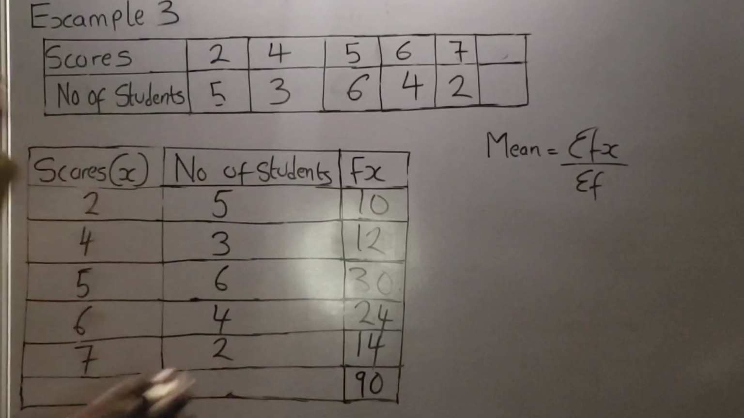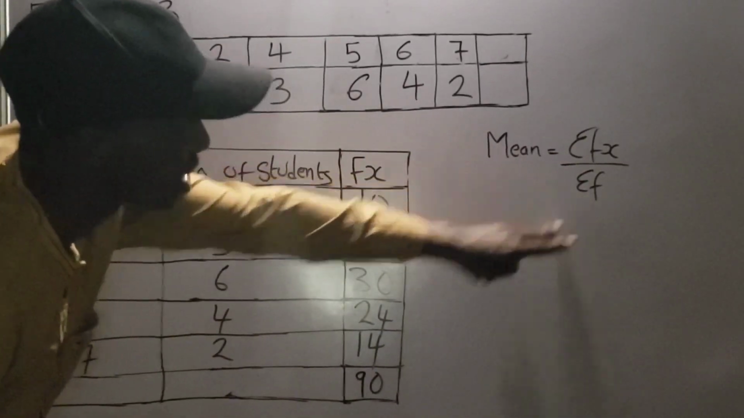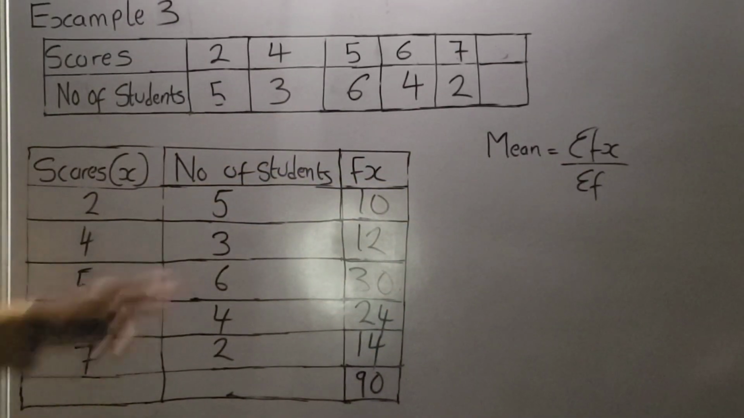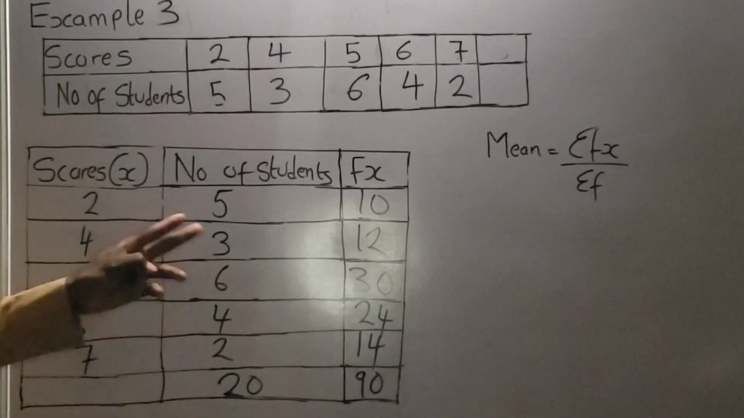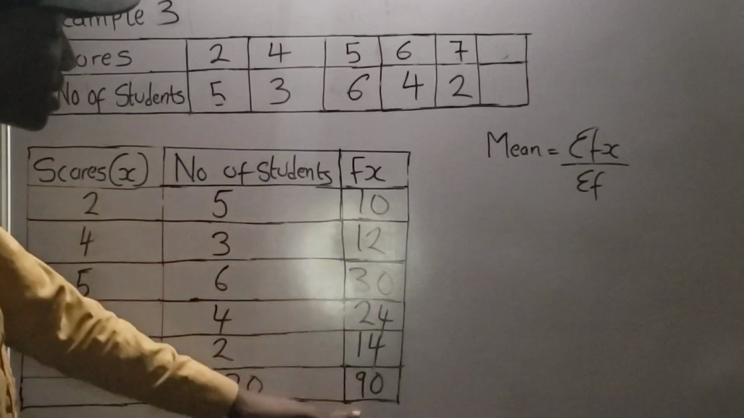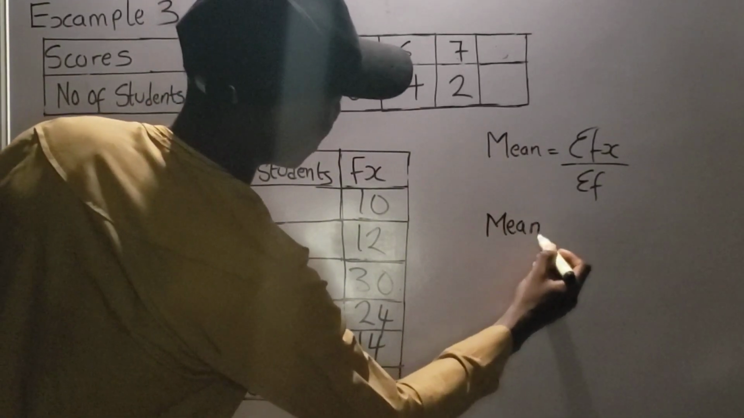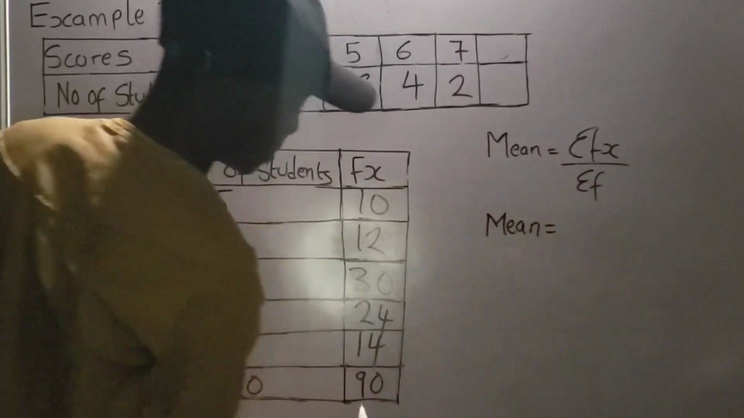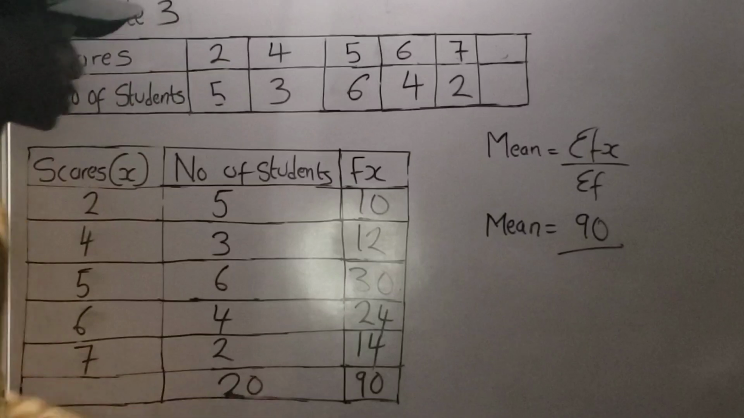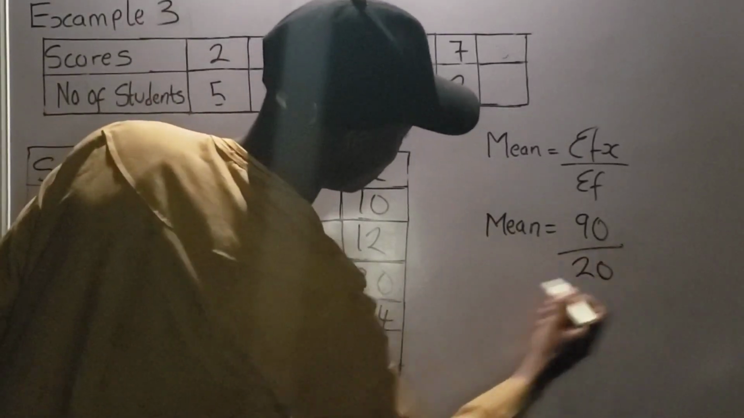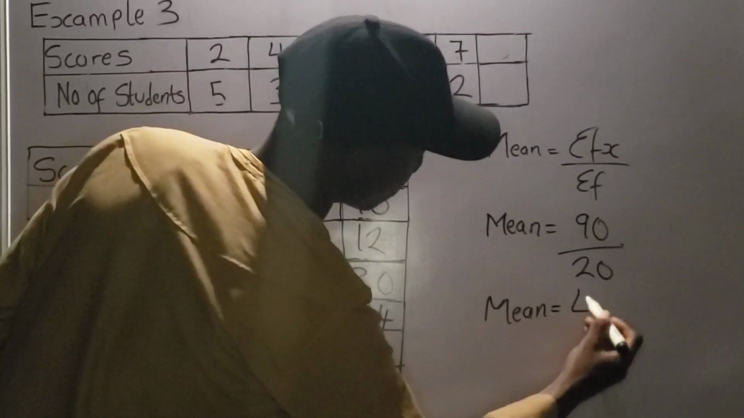90. Now, according to the formula, I still also need to take the summation of all the values of f. So if you add all these values together, you are going to get what? 20. So summation f is 20, while summation fx is what? 90. So the mean of this frequency distribution can be calculated as summation fx, which is 90, all over summation f, which is 20. So the mean of this frequency distribution is 4.5.